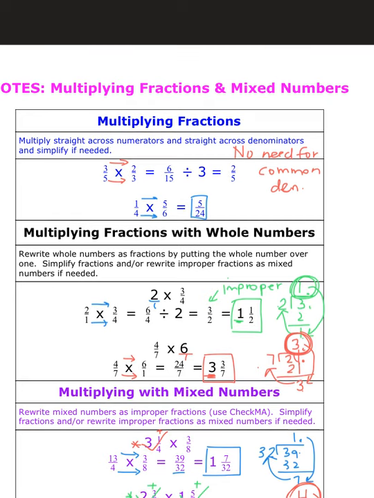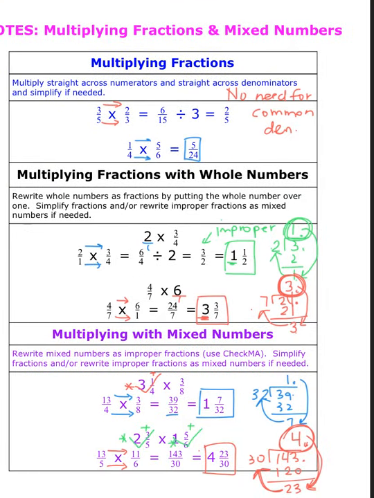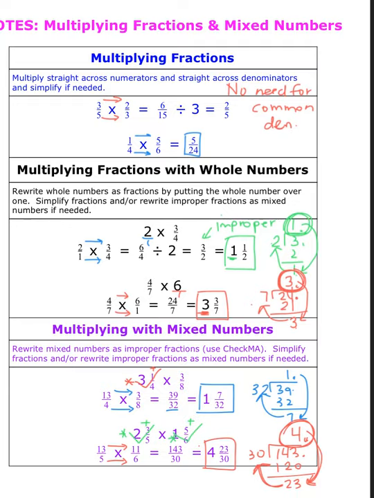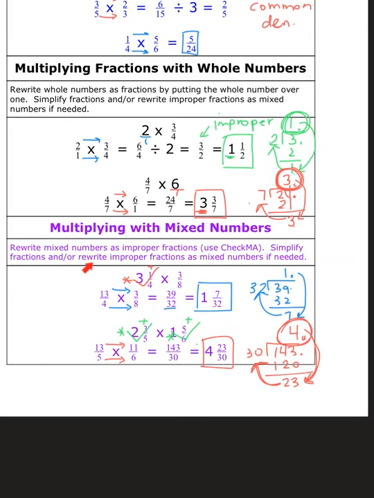So, couple things. Remember, multiplying with just fraction to fraction, straight across. If you're multiplying with whole numbers, you need to make sure that those whole numbers are put over 1. Then you'll have fraction to fraction, and you can multiply straight across. And then the last one, if you're multiplying with mixed numbers, you need to make sure those mixed numbers are turned into improper fractions using your check ma method. And then once they are fraction to fraction, you can multiply straight across numerators, straight across denominators.